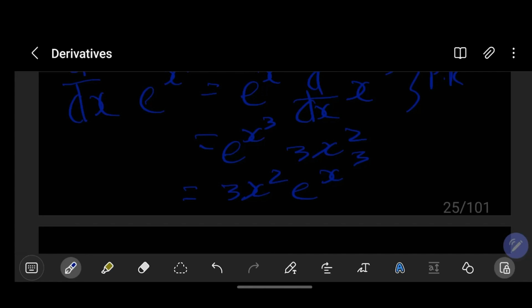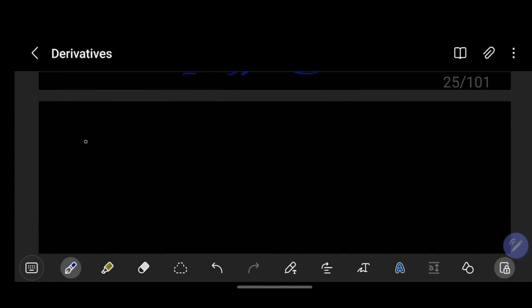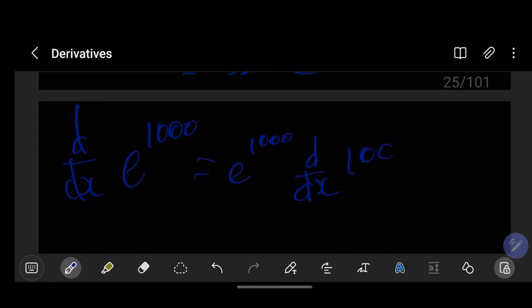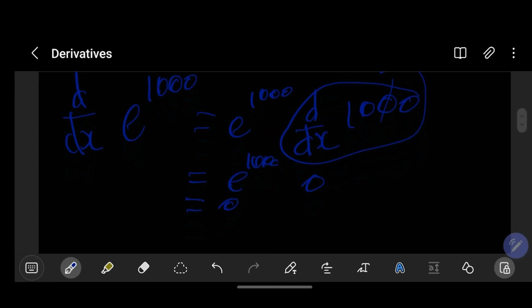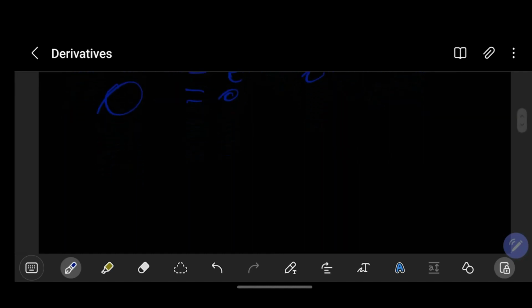So let's look at an example. d/dx of e to the 1000. So what do you think this is? If we use the rule, we know we'll have e to the 1000 times d/dx of 1000. And what is the derivative of a constant? It is 0. So e to the 1000 multiplied by 0 is 0. So this just proves that whenever we find the derivative of e raised to a constant, it will always be equal to 0. Okay, so you can just remember that rule as well.